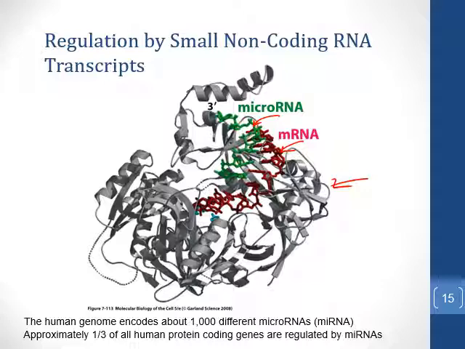In fact, the human genome is now known to encode about 1,000 different microRNAs. And these microRNAs are responsible for regulating about 1/3 of all human protein coding genes. So this is not a trivial mechanism for regulating protein expression. It's a really important mechanism. So let's see more precisely or specifically how this is going to work. What's the sequence of events that goes on here?